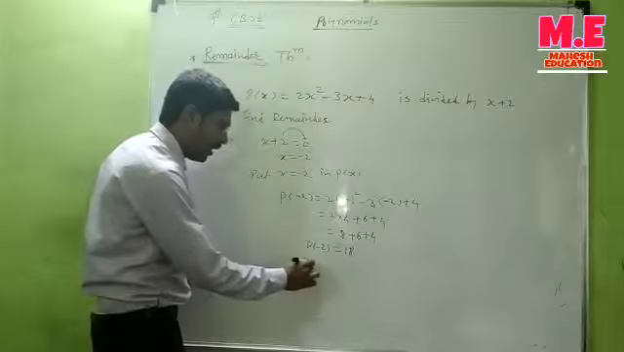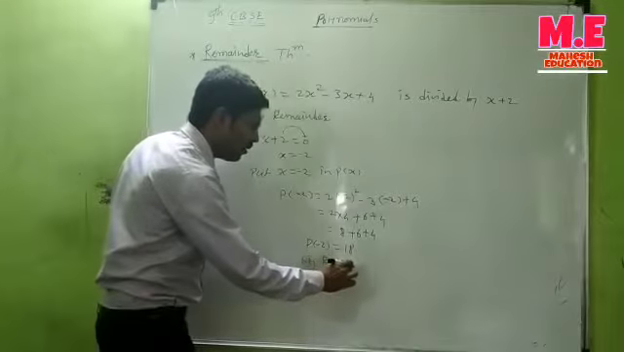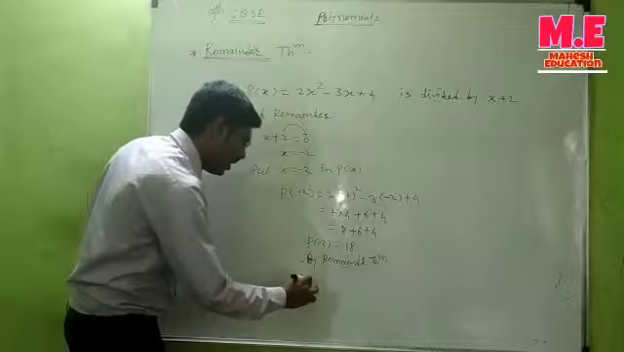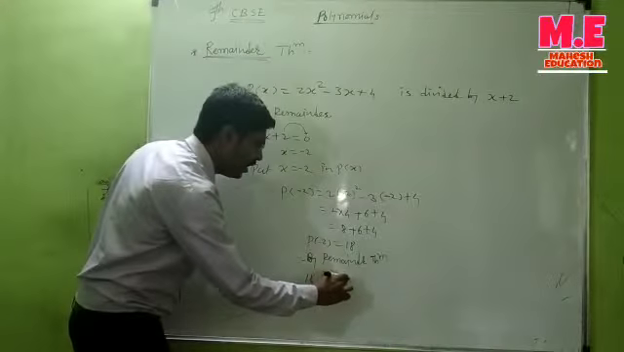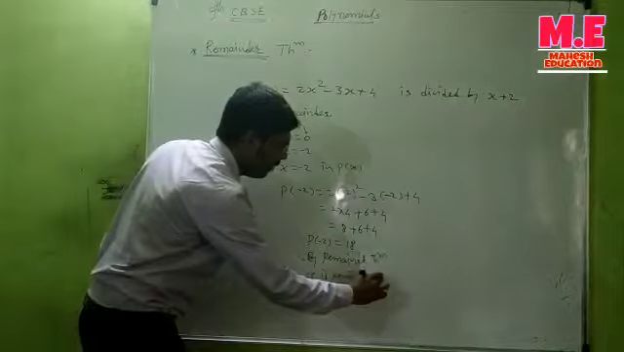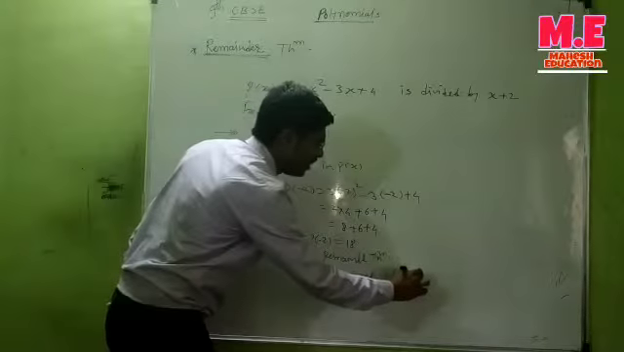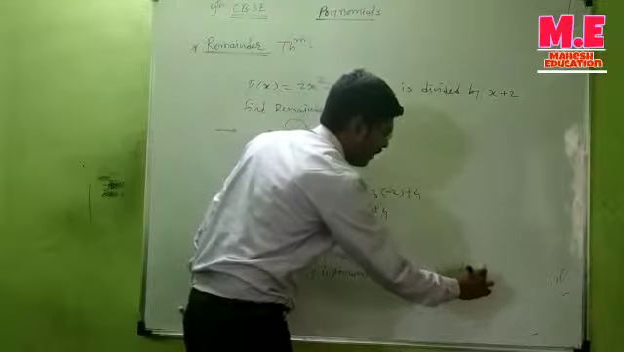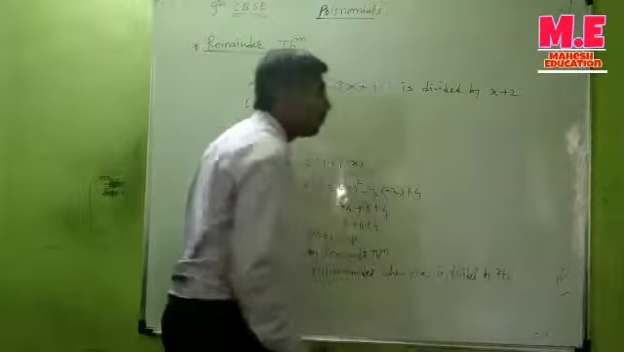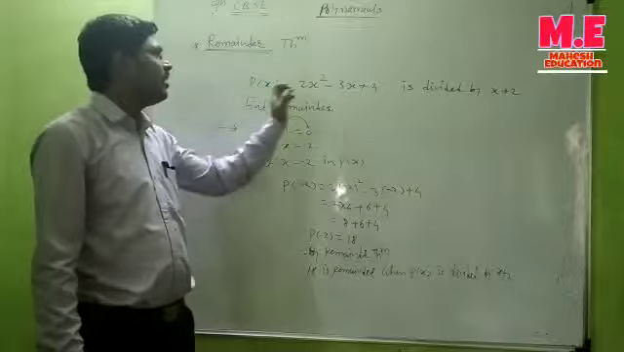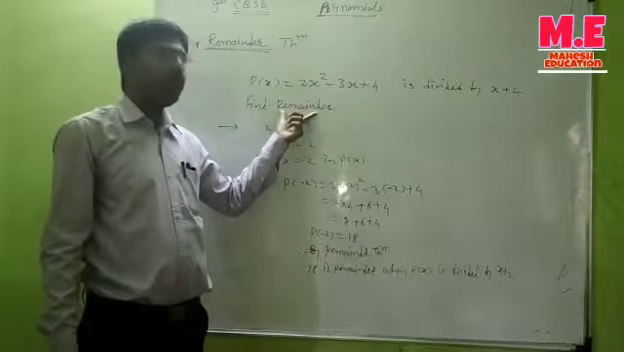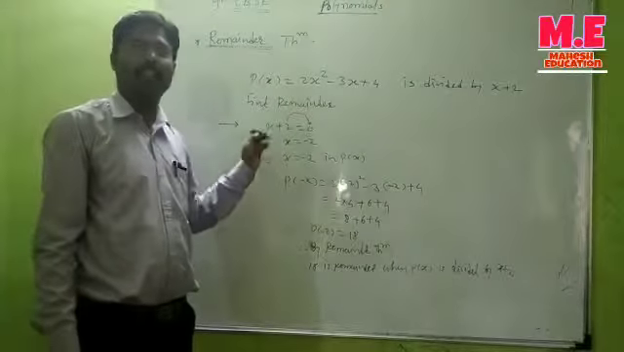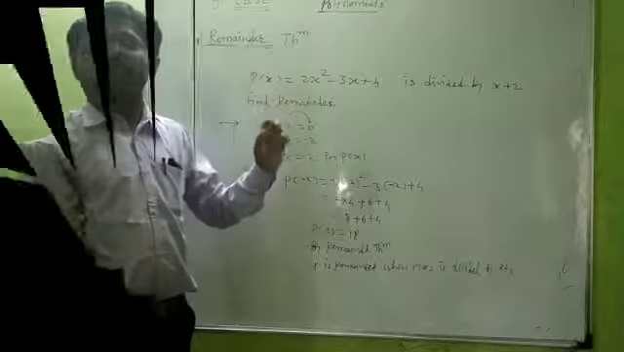Therefore, by the remainder theorem, we say that 18 is the remainder. 18 is the remainder when p of x is divided by x plus 2. So here we find the direct remainder without doing the long division method. This is called the remainder theorem. It is a shortcut to find the remainder without doing the long division method. Thank you.